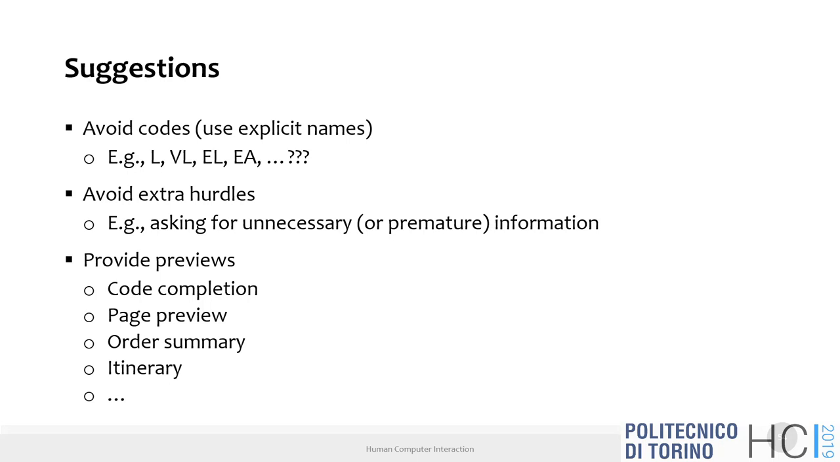So how can we help users? Can we spot some mistakes or some problems in the interface? Codes, any interface that uses codes. As developers, we may be lazy. For example, in the schedule for this course, we have the whole list of the classes, and there's a column with the class type. So it's an L for a lecture, or an EL for a lab session.